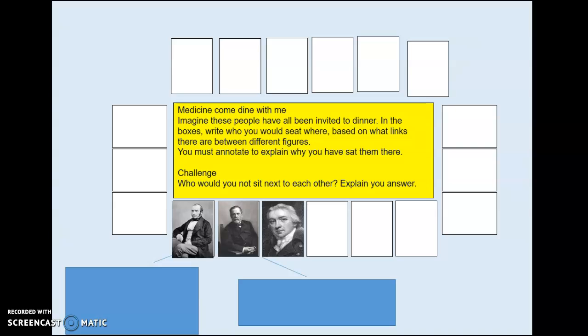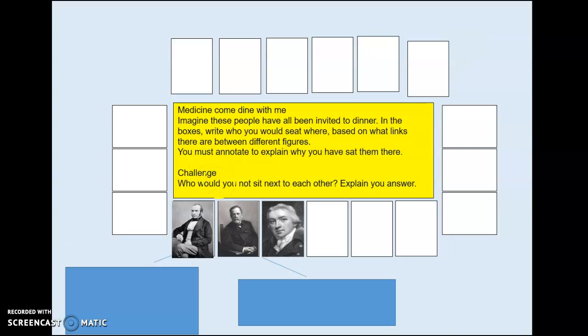To do this, you can use the links that I've placed on Show My Homework, plus links to GCSE Pod, and any other knowledge that you have. You do not have to type into the PowerPoint or onto the Word document. You can draw this diagram out into your books if you would like.